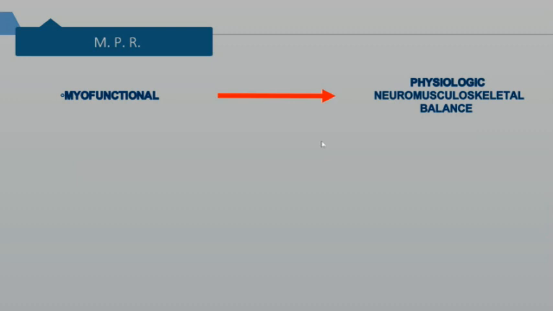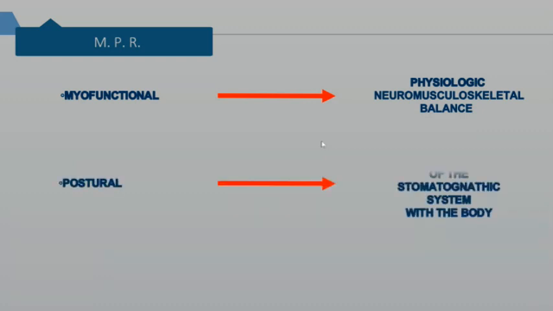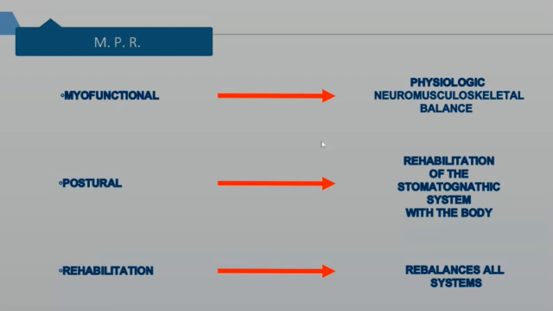And what is NPR? NPR is the tool of the protocol. And it's myofunctional because it's doing a neuromusculoskeletal balance physiologically. It's postural because it's a rehabilitation between the stomatognathic system and the body. And it's rehabilitation because it rebalances all systems. That's why we say interdisciplinary.